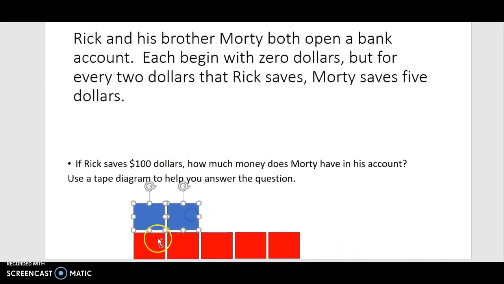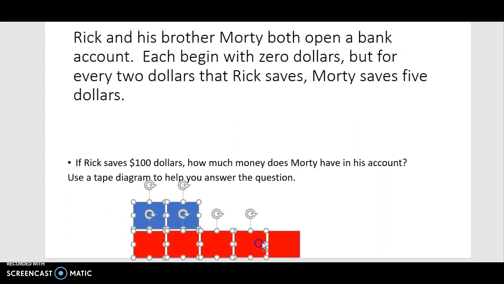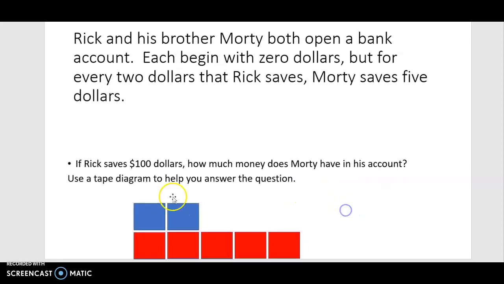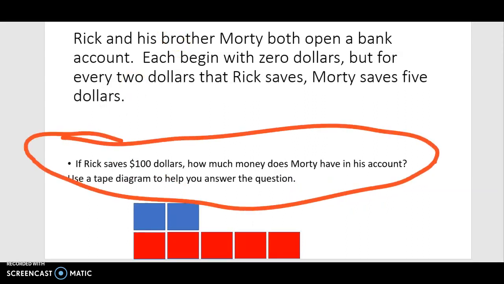Now, what if the problem went on to ask us an additional question like it has here, which says that if Rick saves $100, how much does Morty have in his account? So remember, Rick was the first one. Rick is 2. And Morty is 5. Oops, I'm sorry, that's supposed to be an M. Okay, back to this. Yeah, Morty saves 5. Okay, so Rick and Morty.